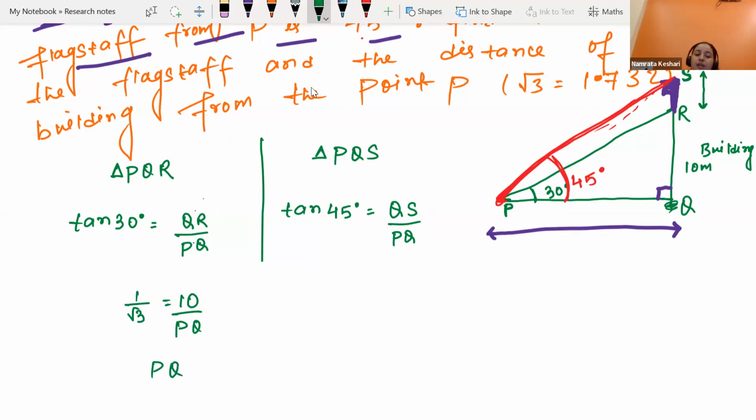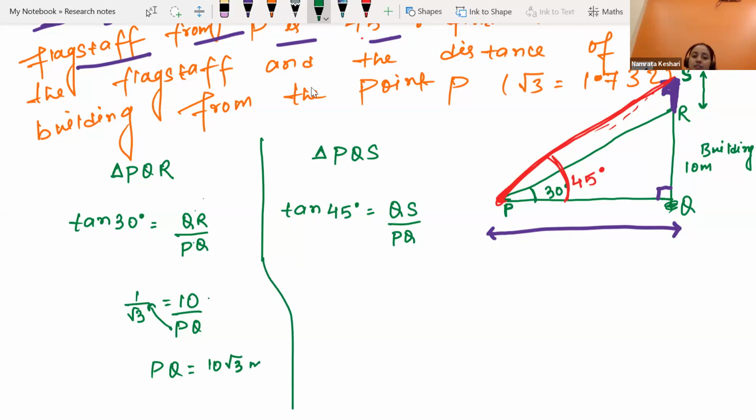PQ we are able to find from here only. What will be the value of PQ? Yes, 10 root 3. PQ is 10 root 3. Are you getting it? We need to take this PQ on the other side. It will get multiplied with this one, and then root 3 you will be taking on this side. It will get multiplied with 10. Yes or no?